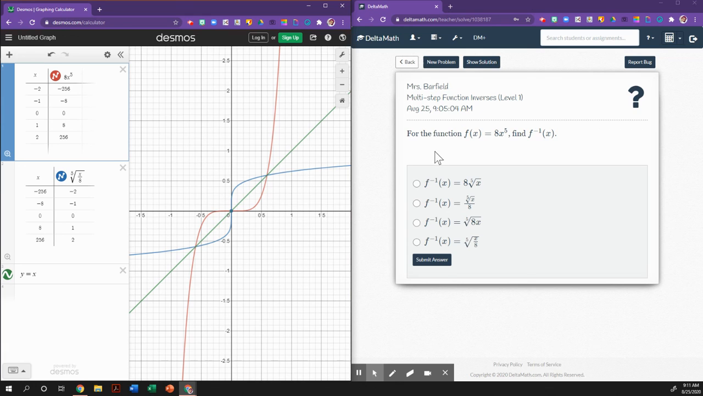What I'm going to do in my next video is show how I figure out this answer if Desmos didn't exist. I know some of you are thinking, well, if I can just do it on Desmos, why can't I just continue to do it on Desmos? You've got to know how to do it by hand. And it's not hard, I promise.